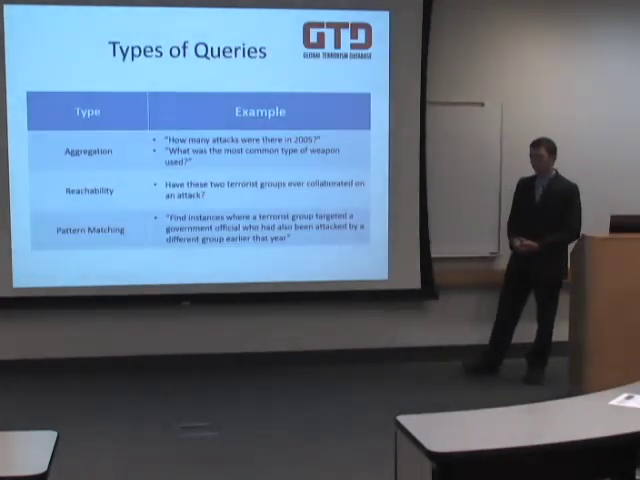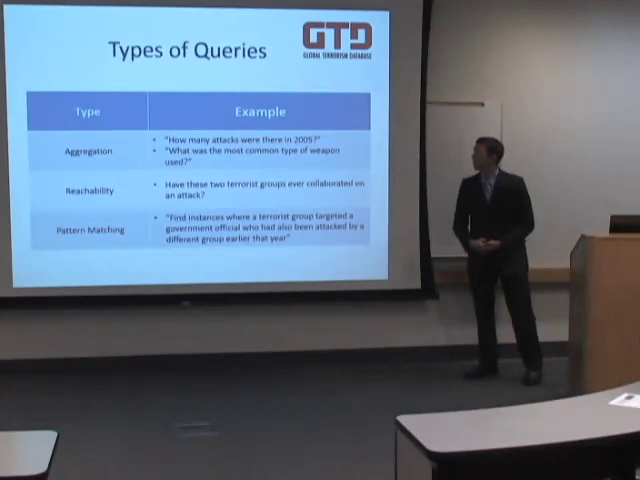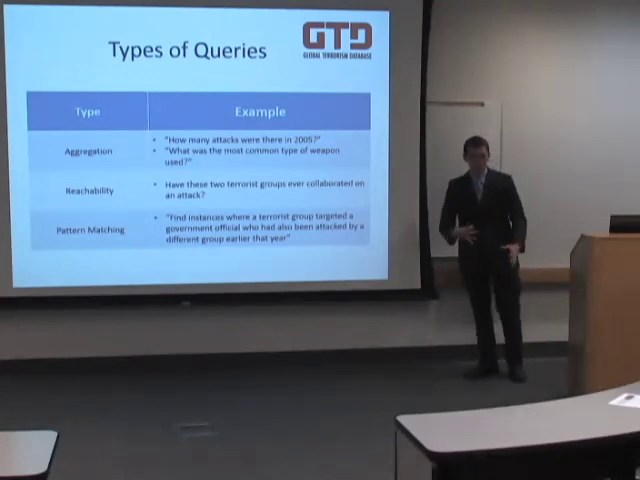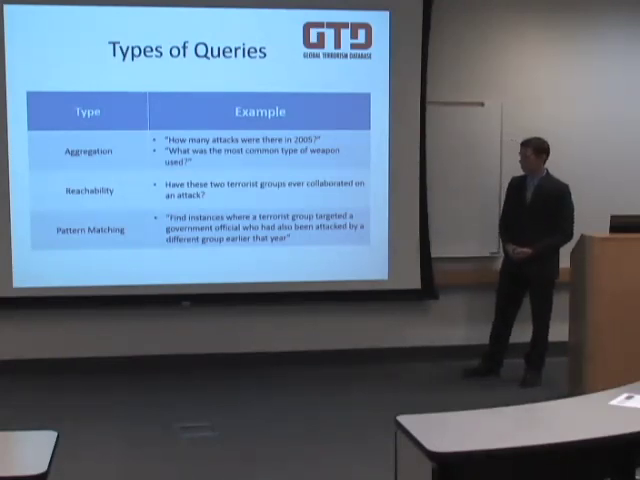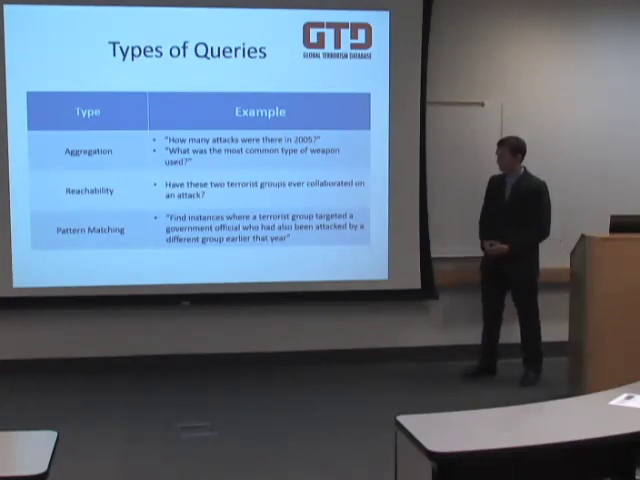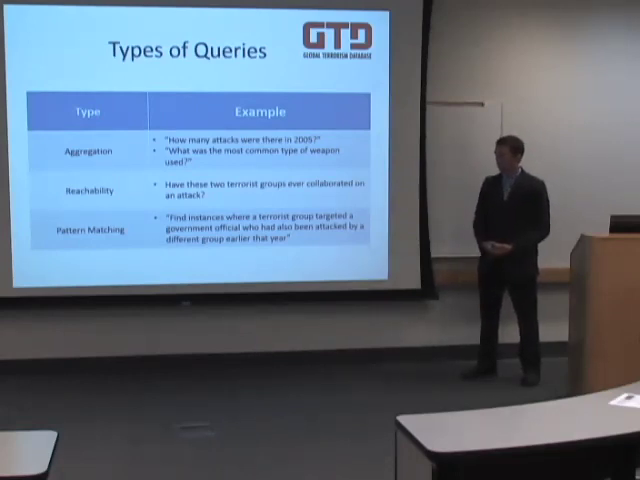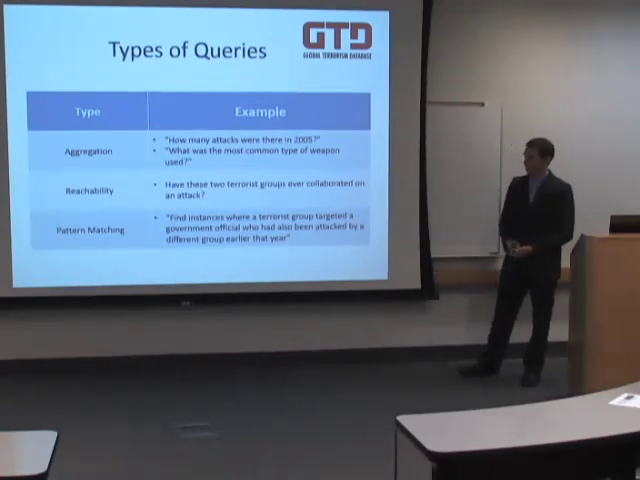So what types of questions might we be interested in asking? Well, for this specific data set that I was working with, we have three main types of queries. Okay, the first type we're going to call aggregation queries, which is a simple type. You're just basically asking for information that's directly there in the data. Doesn't really have anything to do with how the data is connected. A couple examples: how many attacks were there in 2005? What was the most common type of weapon used? Okay, this doesn't use the power of graphs at all. It's just looking directly at the data and not the relationships.